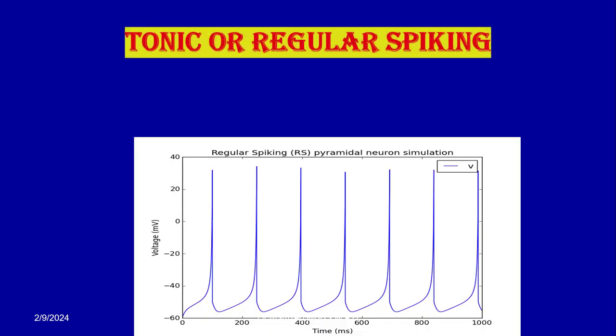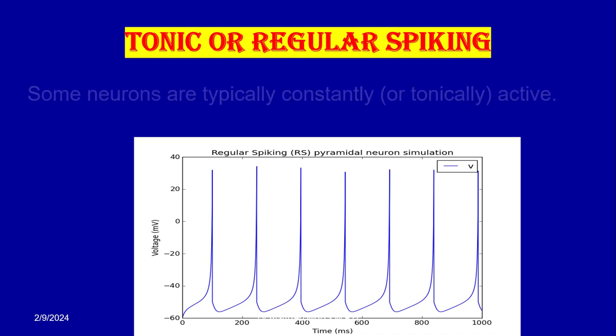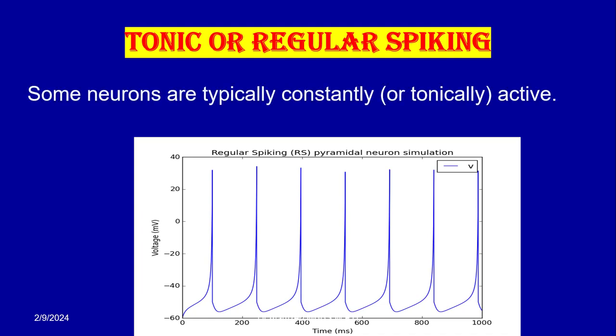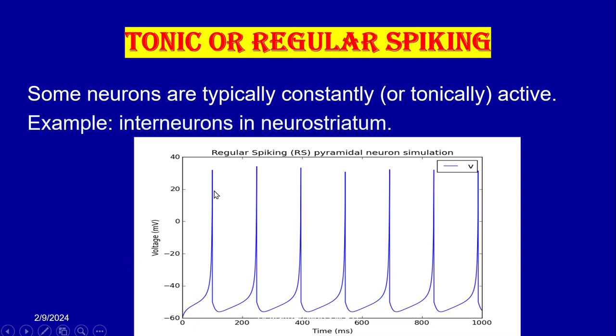Tonic or regular spiking neurons. Some neurons are typically constantly or tonically active. These are the neurons which are constantly active, and an example is the interneuron in the neostriatum. The tonicity of these neurons is regular. They have regular spikes. The interval between the spikes is regular, and they are active all the time and release their impulses, but at regular intervals.